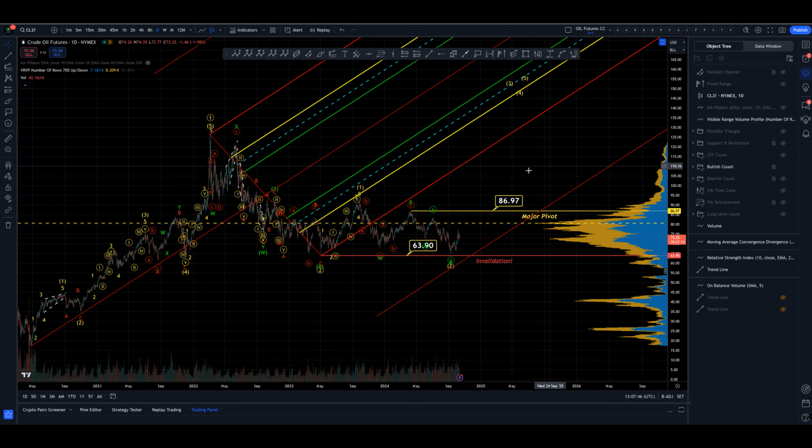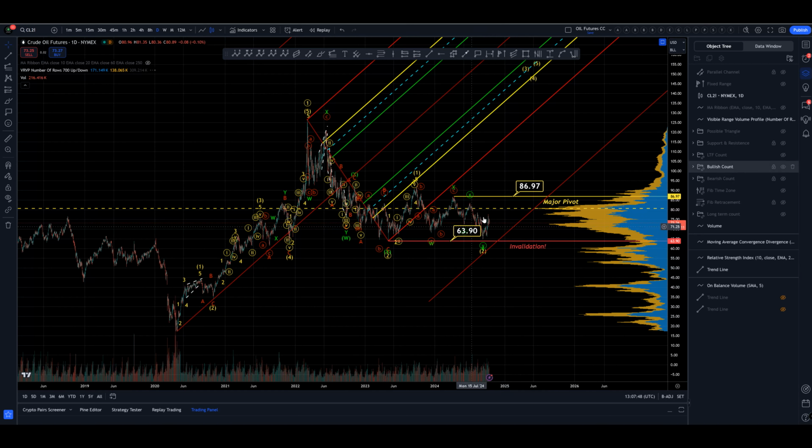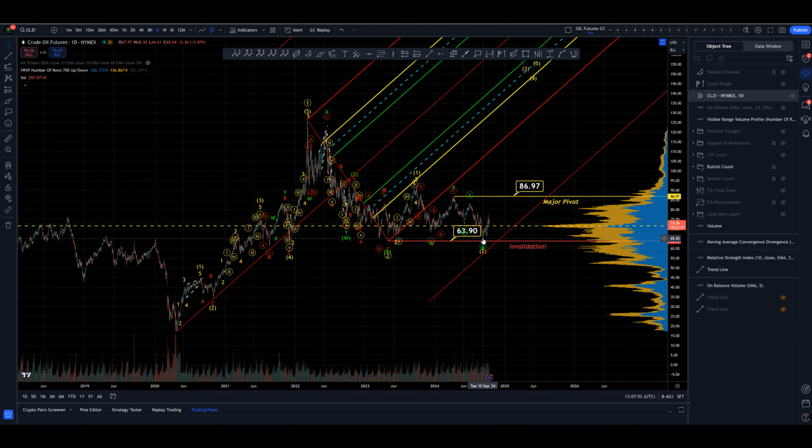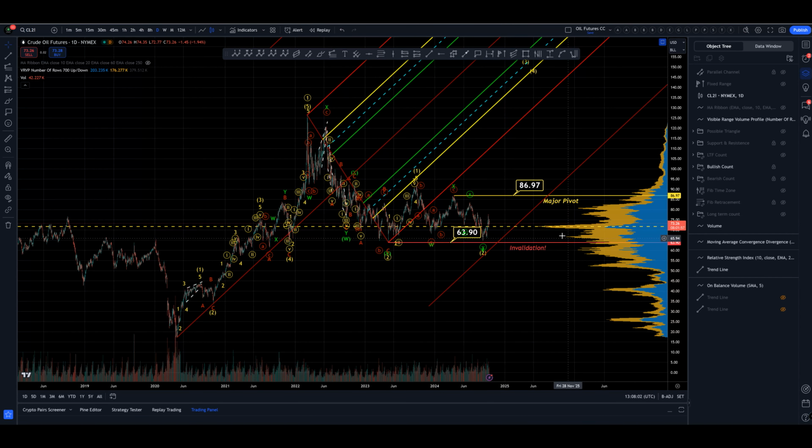Things I like about this count is we're close to the invalidation point, so we are closer to managing risk from this position with our stop loss placement than we would be if we were trying to be bearish from here after such a strong sell-off back to support. We should probably be giving the bullish side the benefit of the doubt.